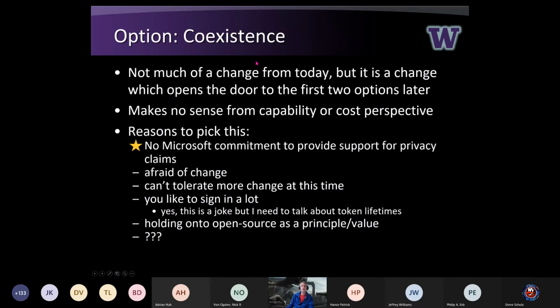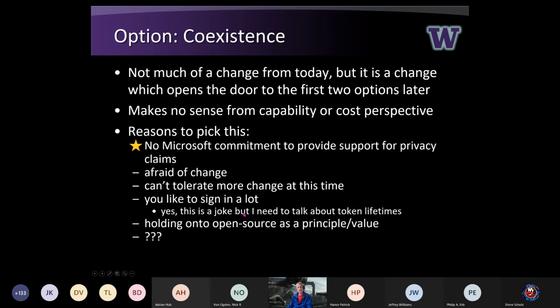And then the coexistence one really probably makes the most sense today, until Azure AD has support for the privacy claims, whether or not that's via verifiable credentials or some other feature. And there's various reasons why you might pick this, but you're not getting rid of a ton of costs by picking this.